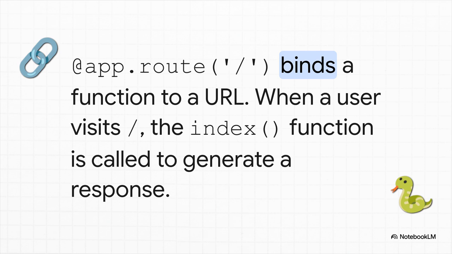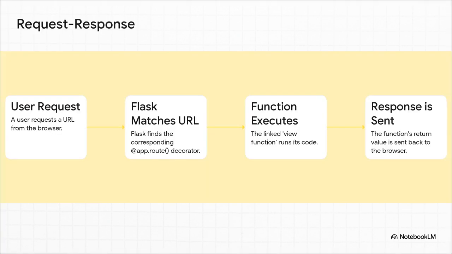back whatever it returns. So this whole back and forth, that's what we call the request-response cycle. Your browser makes a request, Flask catches it, looks for the function with the matching decorator. We call that a view function, by the way. It runs that function, and then it sends whatever it spits out right back as a response. And that's the key, right? The view function's one and only job is to return something that Flask can send to the browser.